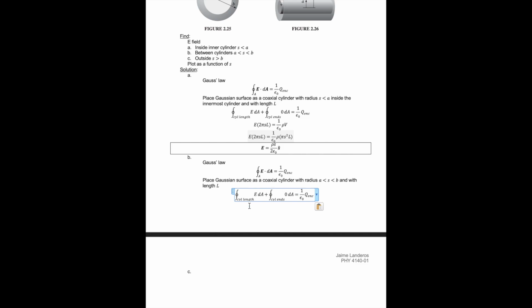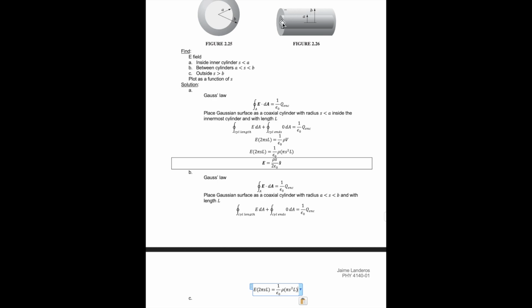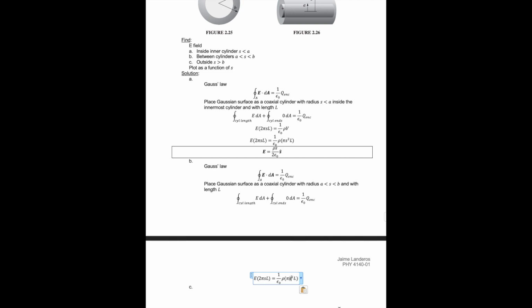E is going to be constant, and we're integrating over the enclosed charge density, which now is the same result, but rather than integrating all the way to S, there is no charge between A and S, so it goes only up to A. Our enclosed charge has this volume, which is this innermost cylinder, and our Gaussian surface area stays the same because this is a variable S within our new domain.